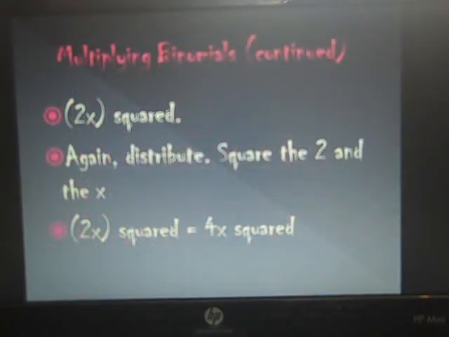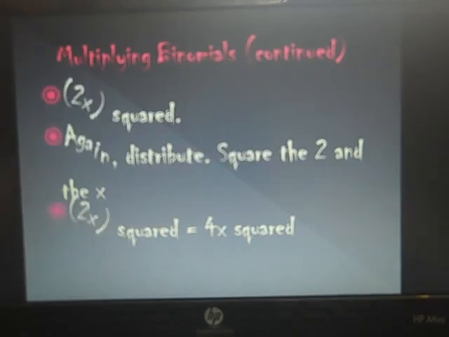Multiplying binomials continued. 2x squared. Again, distribute. Square the 2 and the x. 2x squared equals 4x squared.